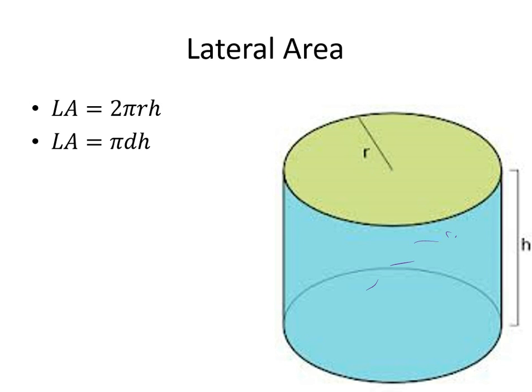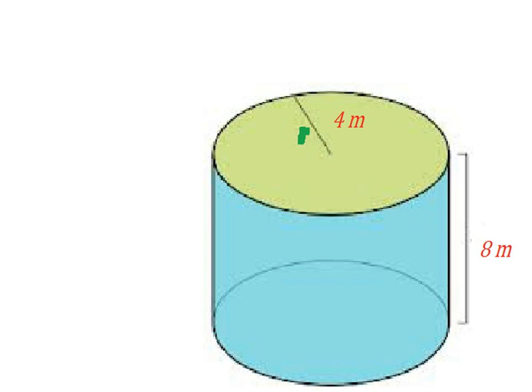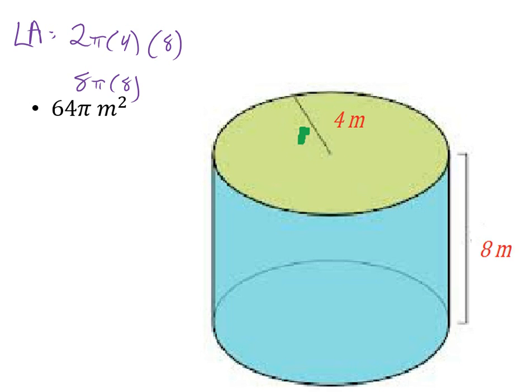and then you would multiply it by its height. Okay. So if we're looking here and we want to go, okay, what is the lateral area of this? We want to keep it in terms of pi. We would go, okay, it's 2 pi times r times the height. And so it looks like it's going to be 8 pi times 8, which would be about 64 pi meters squared. Okay, and that would be the lateral area.